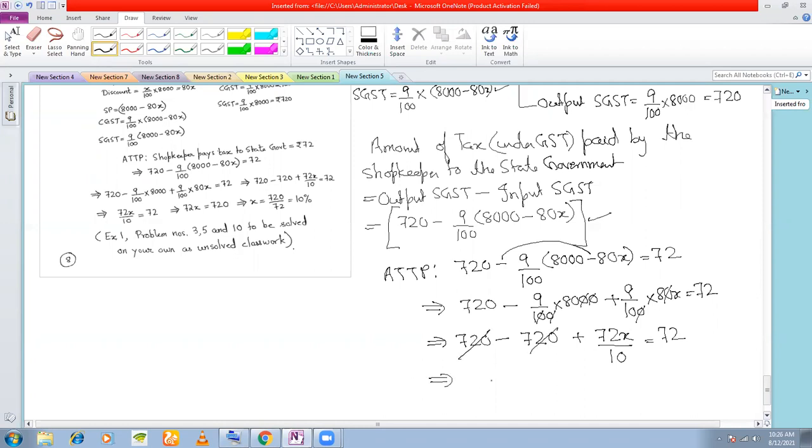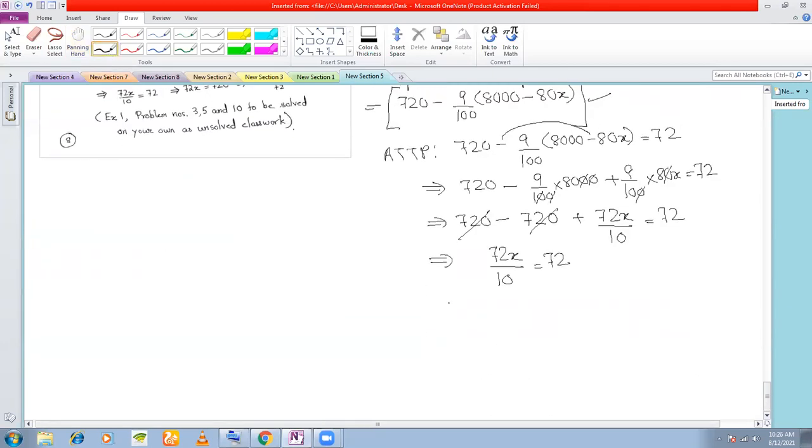Now these two will cancel. So simply get 72x by 10 is equal to 72. That means 72x is equal to 72 into 10. That means x is equal to 72 into 10 divided by 72. This cancels. So the rate of discount given by the wholesaler to the shopkeeper is 10%.